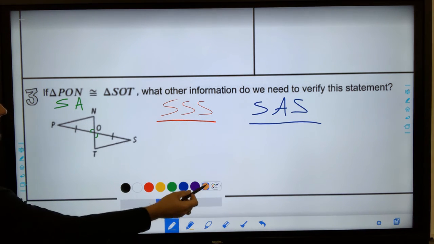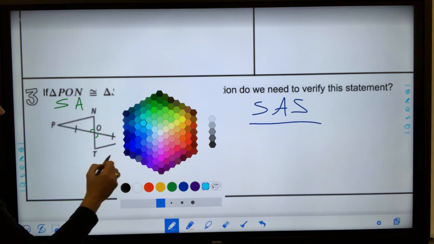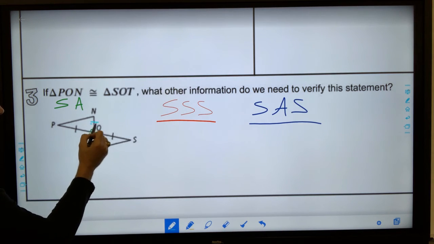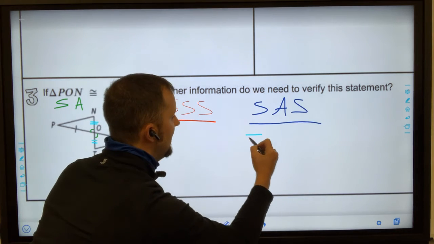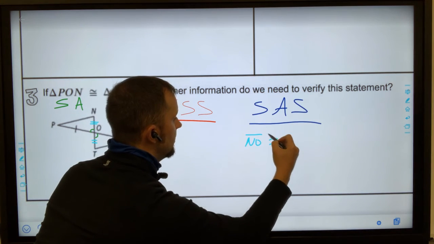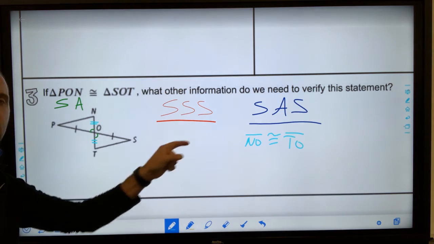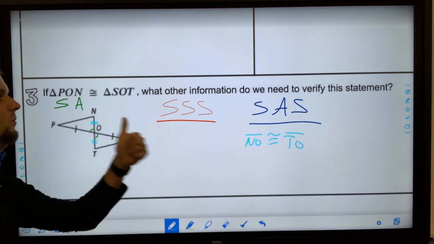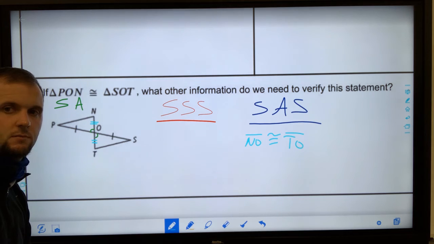So I'm going to go ahead and use a different color here. I'm going to use this color right here and say that NO and TO are going to be congruent to each other. So the other information that I need to use side, angle, side, I need line NO to be congruent to line TO. And whenever that information is given, then that would prove that side, angle, side would make those 2 triangles congruent, okay?